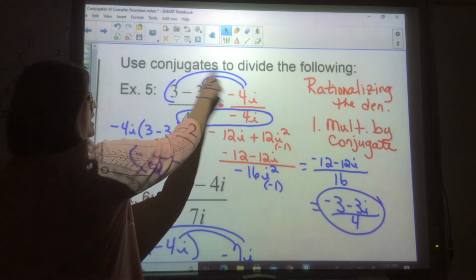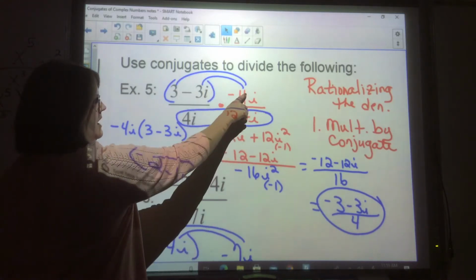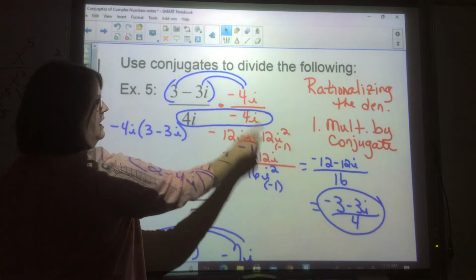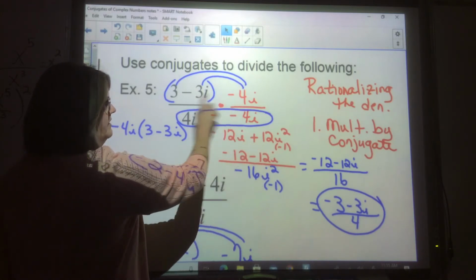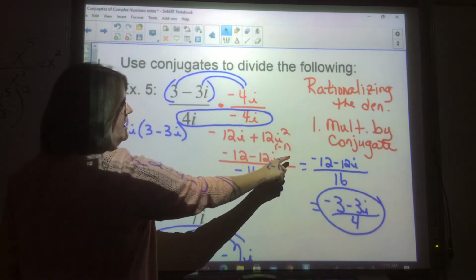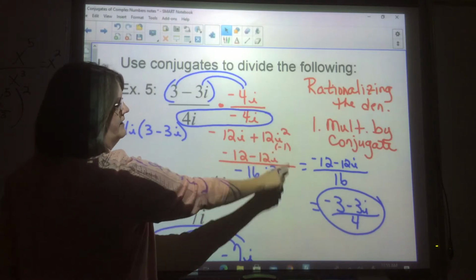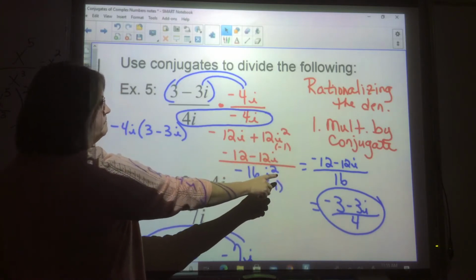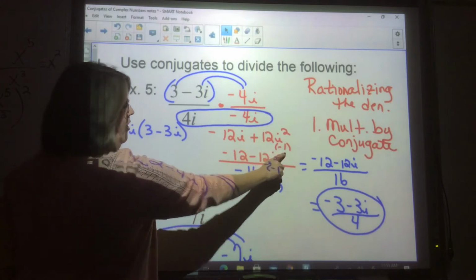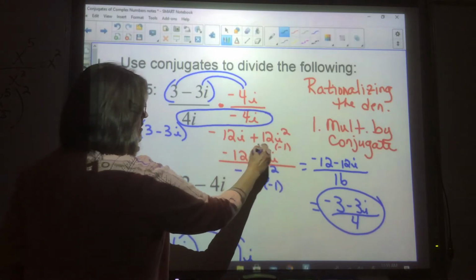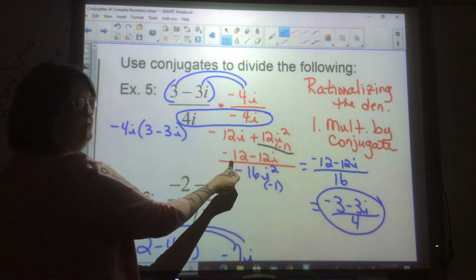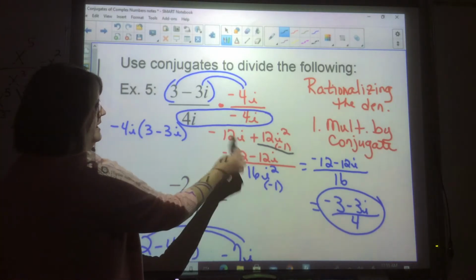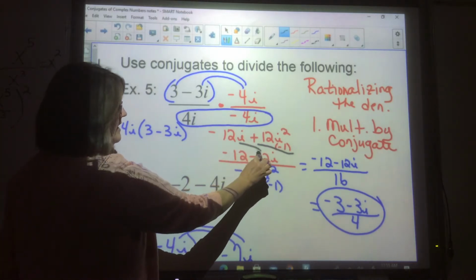So negative 4i times 3 is negative 12i. Negative 4i times negative 3i is positive 12i squared. Keep in mind that i squared is negative 1. So when you do that, this part right here becomes negative 12. And we put the real part in the front. And then minus 12i, that goes here.